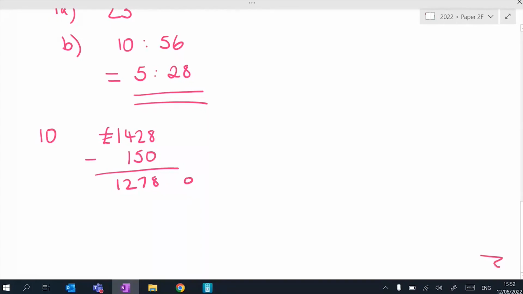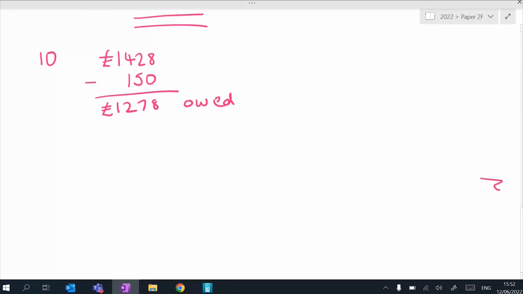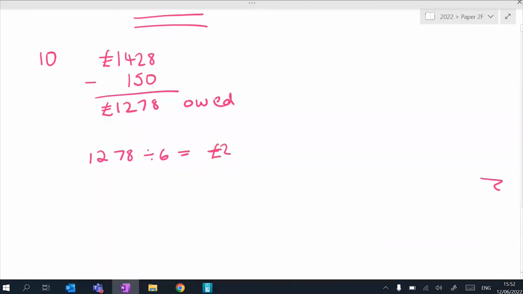My pen is a little bit temperamental today. Okay, we then need to split the rest of that cost that she owes. So she owes that much money, we need to split that into the 6 payments. So we're then going to divide by 6, to get 213. So every month she's going to pay £213.